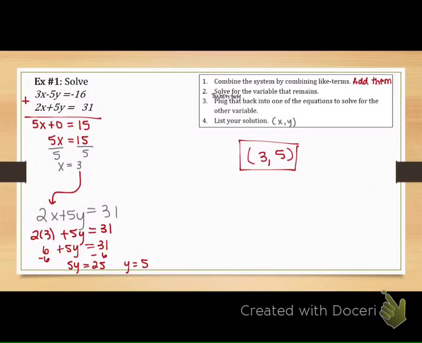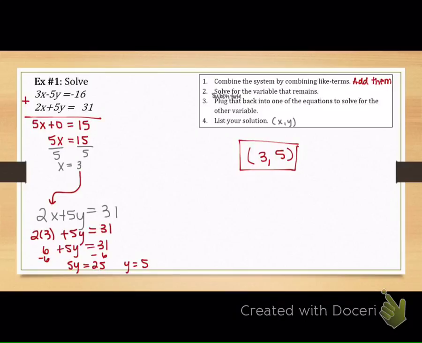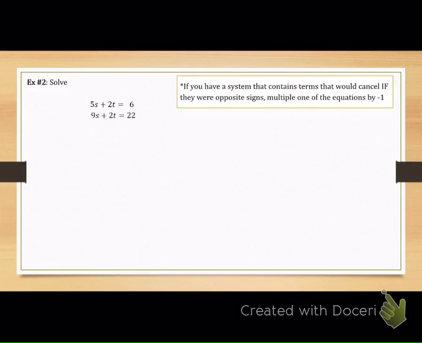So, first problem. This is the easiest of elimination problems when it's already set up so that the coefficient in front of one of the variables is the same number, opposite signs. But what happens if it's just the same number and not opposite signs, meaning it won't cancel out when you add it? So if you have a system that contains terms that would cancel out if they were opposite signs, multiply one of the equations by negative 1. So Tanari, which one do you want to multiply by negative 1?